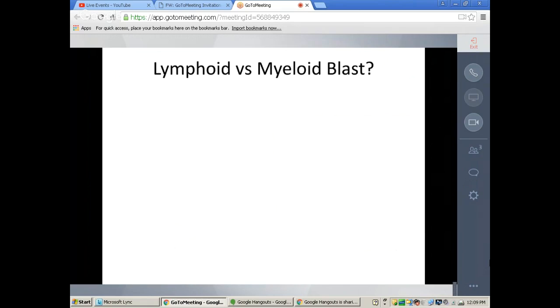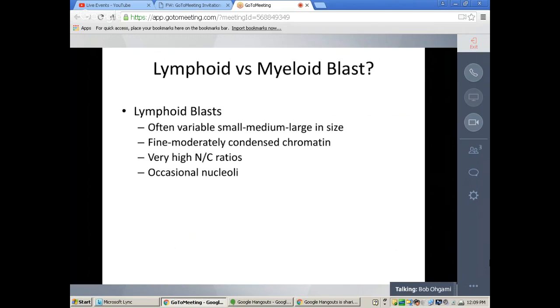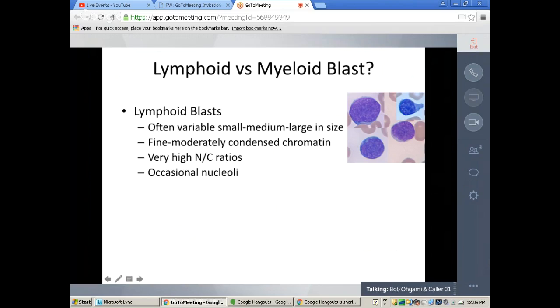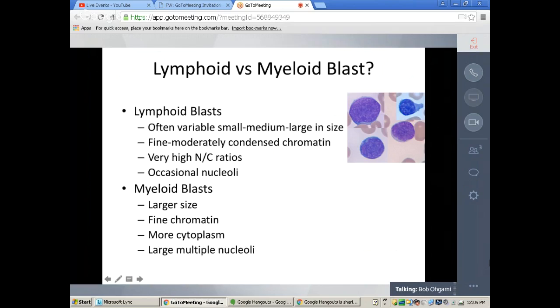There are ways to look at blasts and guess whether you're dealing with a lymphoid or myeloid blast. Again, this isn't going to be 100% correct. As you gain more expertise, maybe you'll be 90%, 80% correct. So lymphoid blasts, what do they look like? They're often variable, small, medium to large in size, with fine to moderately condensed nuclear chromatin, very high nuclear to cytoplasmic ratios, and occasional nucleoli, which is shown here. They look a lot like lymphocytes, but a little bit more immature.